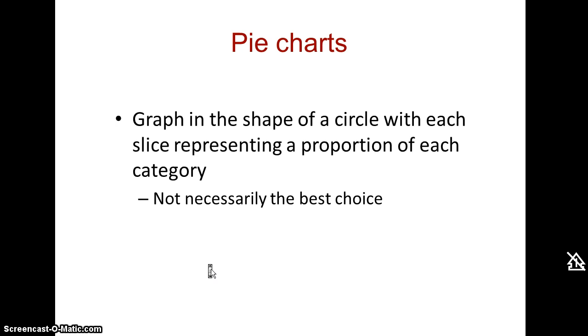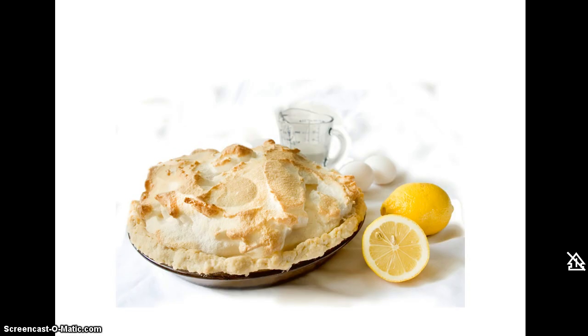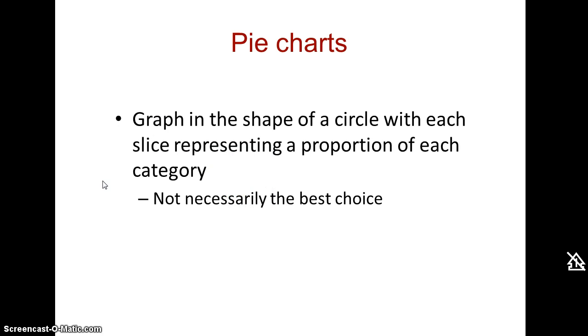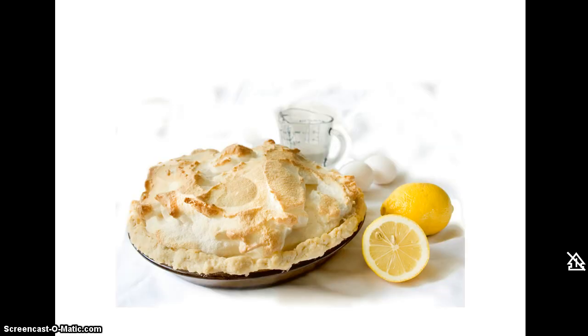Pie charts. You guys all probably know pie charts. They're a graph in the shape of a circle, in which each slice represents a proportion of each category. And they're really not the best choice. I will say this. The only good kind of pie is the kind of pie that you eat.